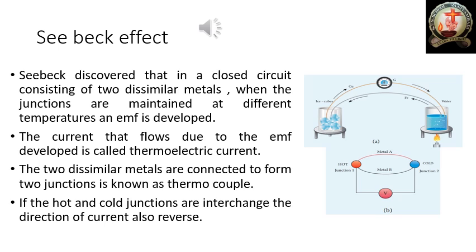And the connection between the two junctions: you can see the top orange color, that is metal A, that means copper, and below, the black color, that is metal B.